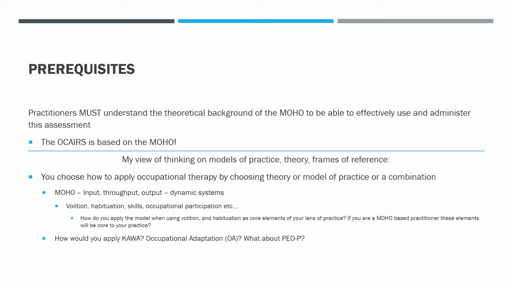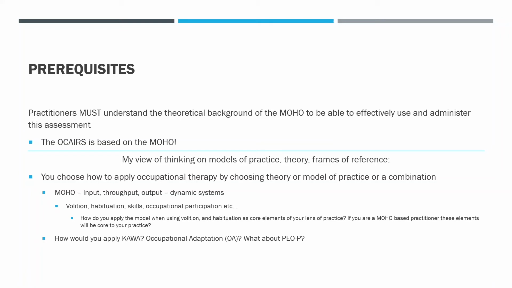And so to break this down just a little bit further, how would you apply the model when using volition and habituation as core elements of your lens of practice? If you are a MOHO-based practitioner, these elements will be the core of your practice. So these are things that are going to be very, very important to you. And so, just another thing going from that book that you read over the summer, Kielhofner describes what a model of practice, or a practice model, is based on: the theory and the lens, but it's also based on practical resources, or practice resources, that are available.